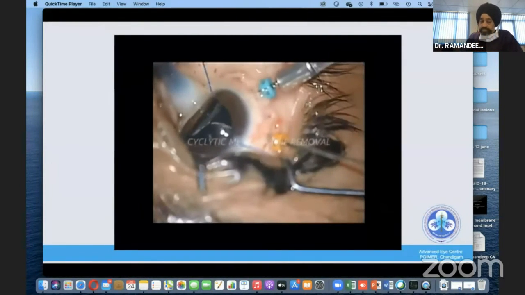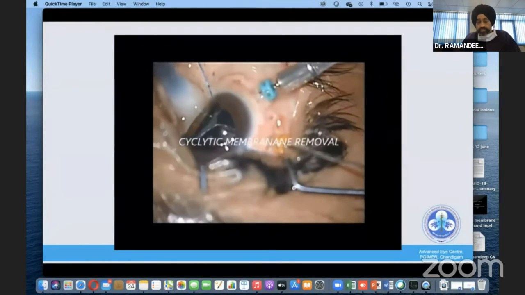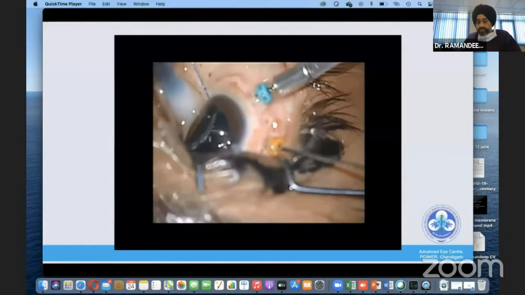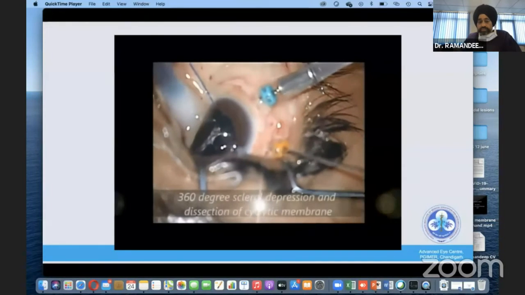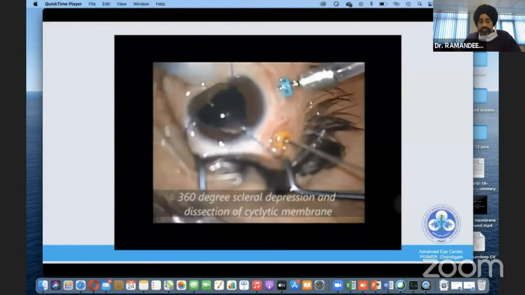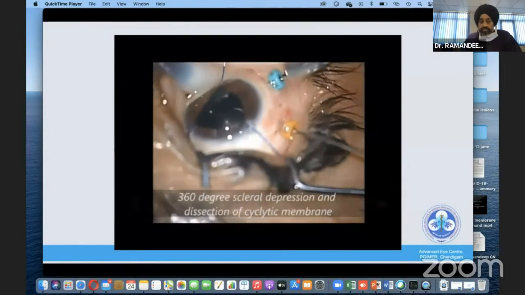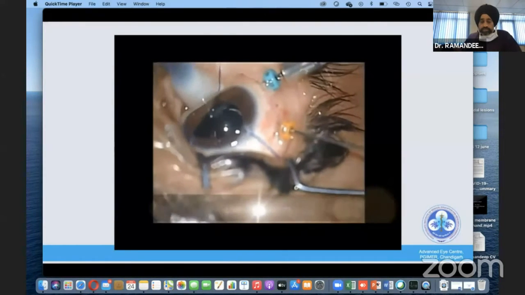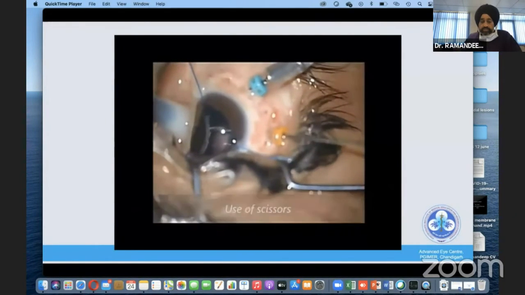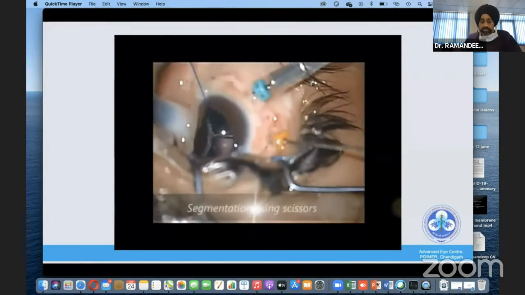Apart from the inferior, now we see this cyclitic membrane, and this ciliary body is healthy. Why am I calling it healthy? Because I am seeing the ciliary body projections, finger-like projections. I'm also seeing the brown color of the ciliary body, and it is between these two fingers that I'm snipping with the horizontal scissors.